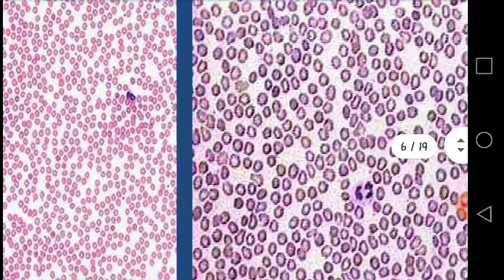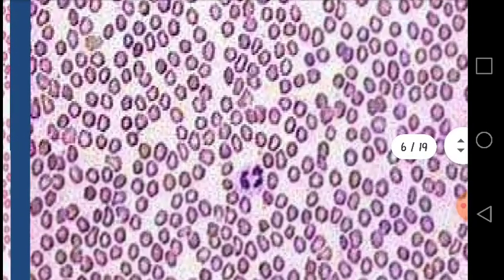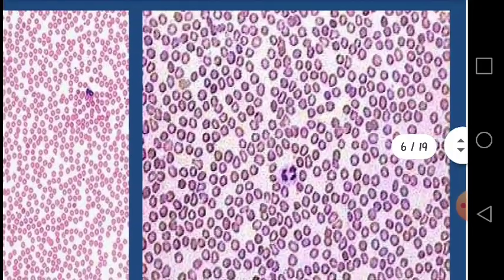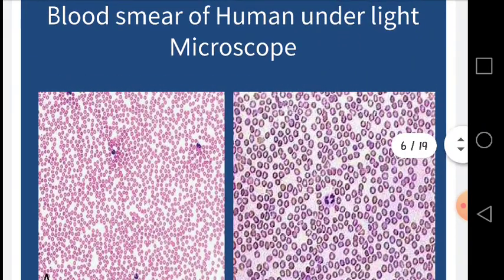If we look through the high magnification microscope, you can see the red blood cells and the white blood cells. Now the picture is showing you the more clear shape and structure of the red blood cells and the white blood cells. This is the blood smear of human under light microscope.